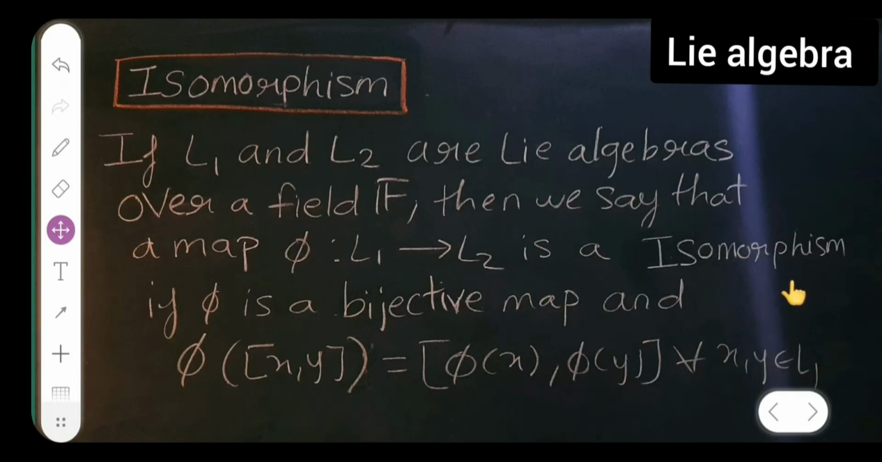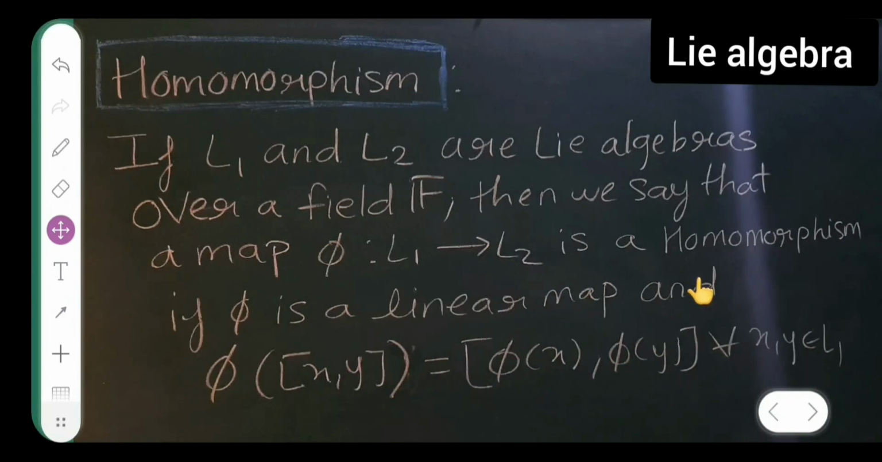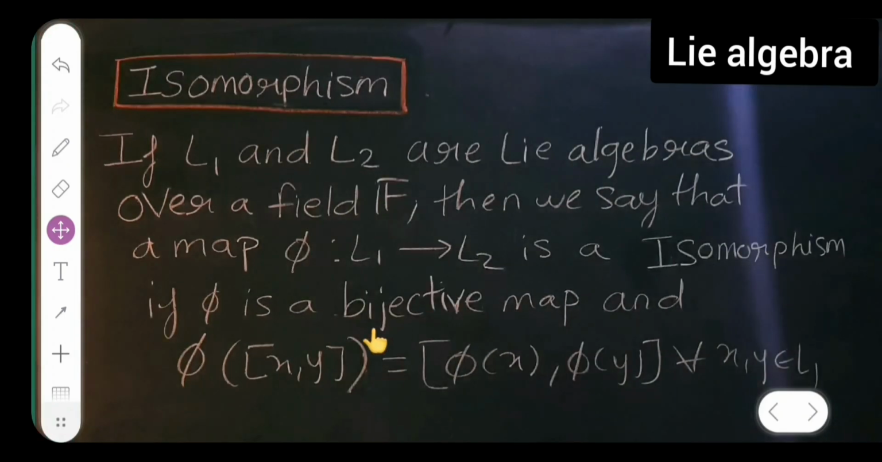So what is the difference between homomorphism and isomorphism over here? Here the map is a homomorphism if phi is a linear map. It should be linear. Here the map is linear and here it is a bijective map. For that it should be what? One-one and onto, right? So that's the only difference. And these definitions, please learn them.